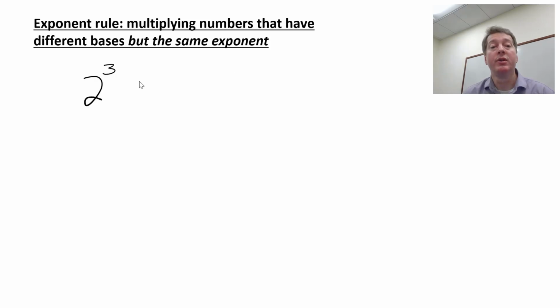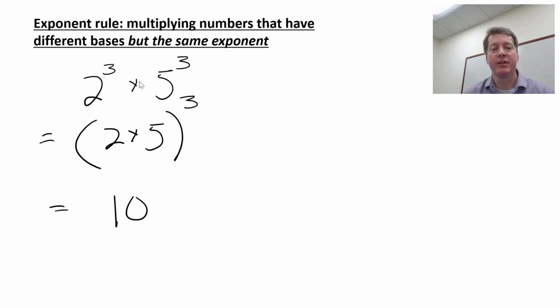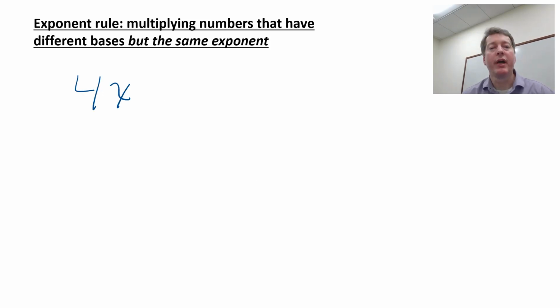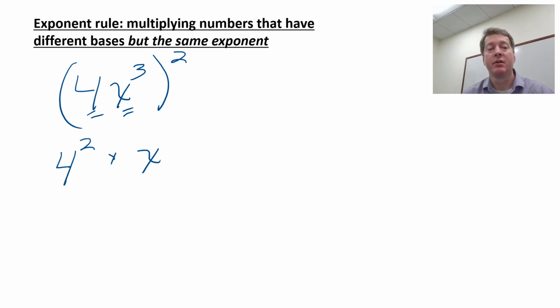Suppose I had 2 cubed times 5 cubed. Well, I could rewrite that. That is the same thing as 2 times 5 in parentheses, that whole thing cubed. So that's 10 cubed, which is the same as 1,000. Suppose I had 4x cubed squared. One base is 4 and the other base is x. I'm squaring the 4 and I'm also squaring the x cubed. So this is the same thing as 4 squared times x cubed squared. 4 squared is 16, times x to the 6th.